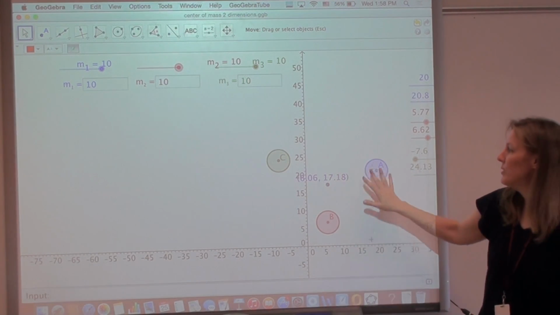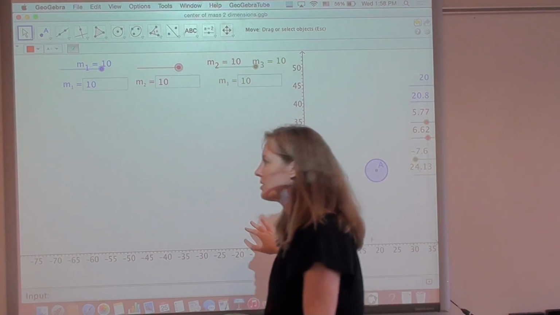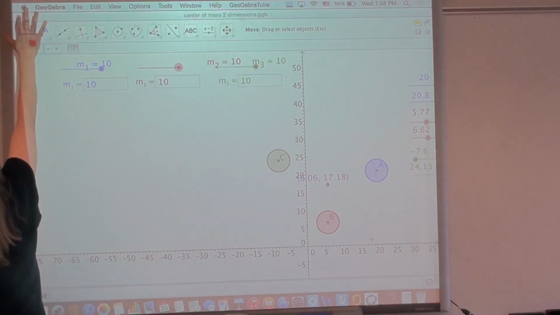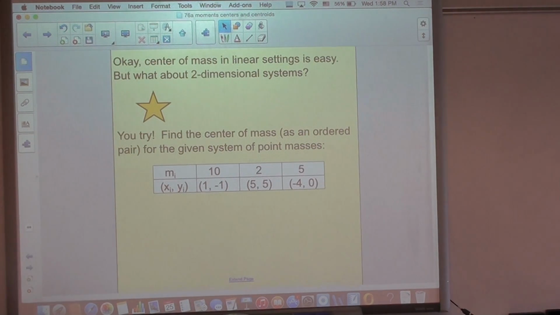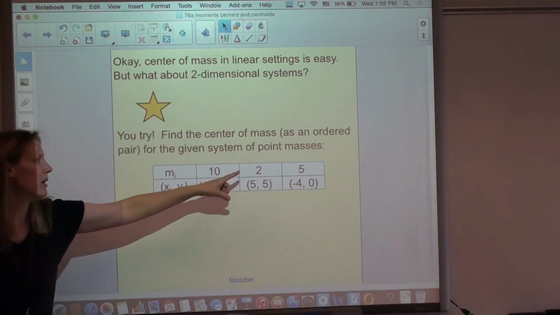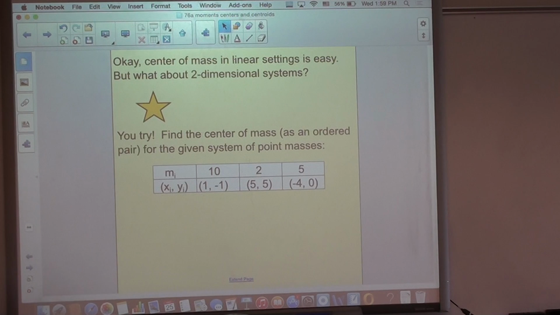Okay, so this is a 2-dimensional system. This is what we're about to do: find centers of mass in two dimensions. I want you to try this with no instruction at all. Find the center of mass as an ordered pair for the given system, where you're given a mass and an ordered pair for each point mass.